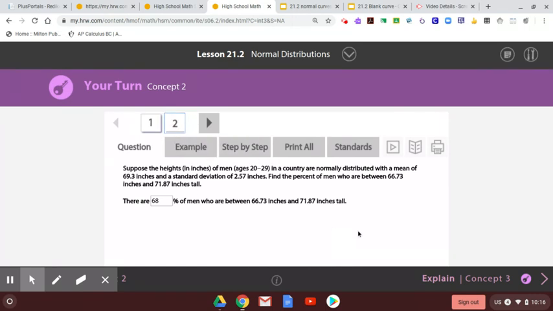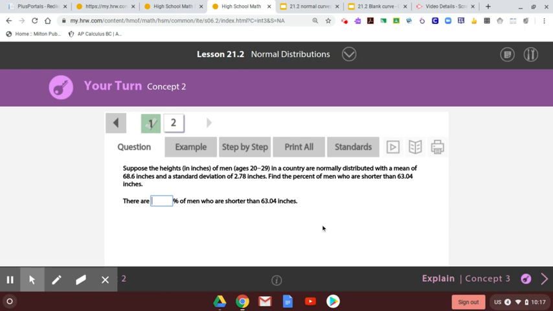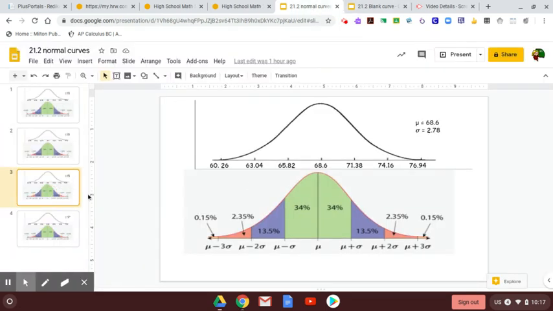All right, so let's look at question 2. And this is similar to how your homework questions will be stated as well. Okay. So now it says same type of question, but now the mean is 68.6 inches and the standard deviation is 2.78 inches. Find the percent of men who are shorter than 63.04. So again, we're going to set up a new curve with this value at the center, 68.6, and we're going to add 2.78, add 2.78, add 2.78. So that was this one.